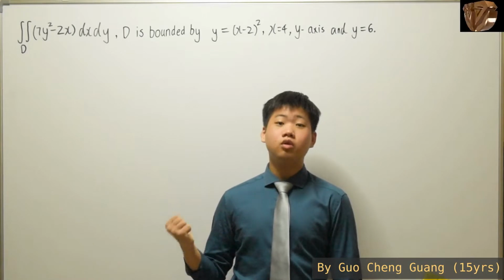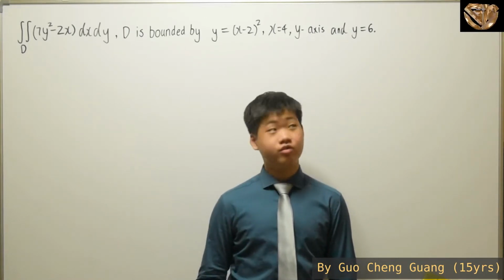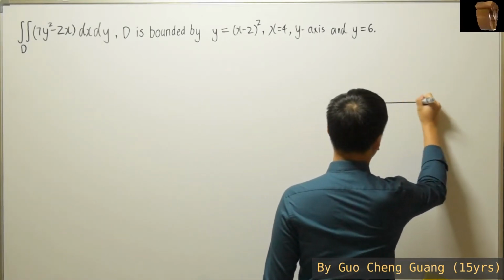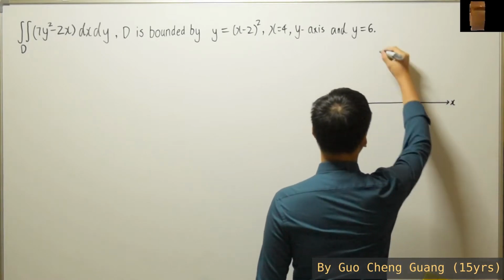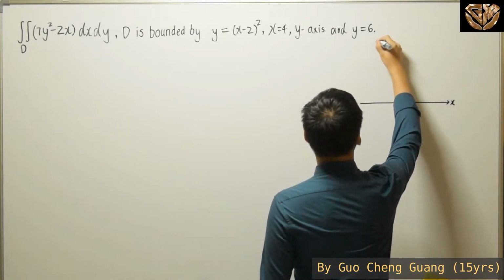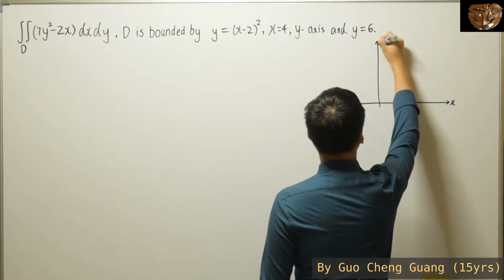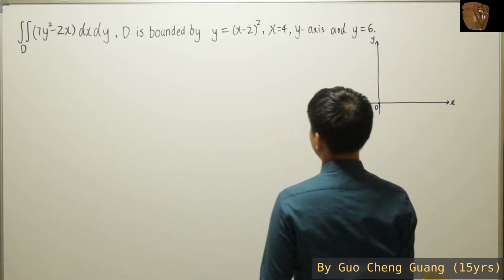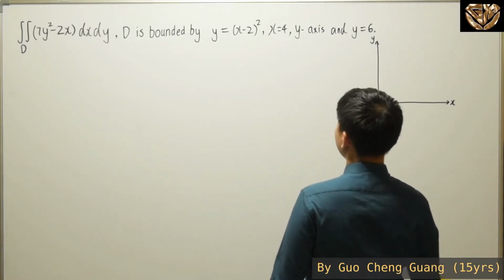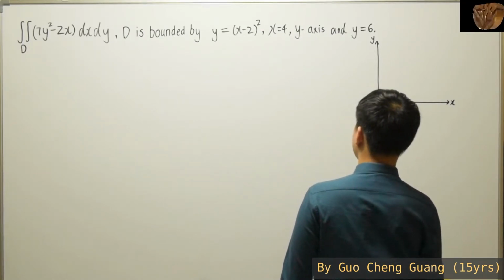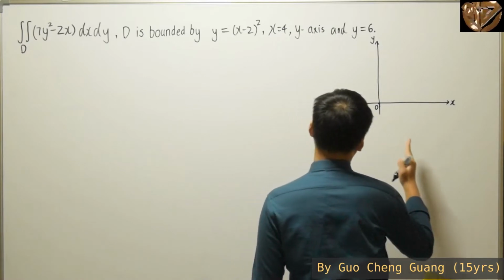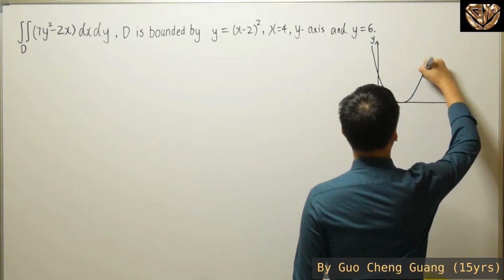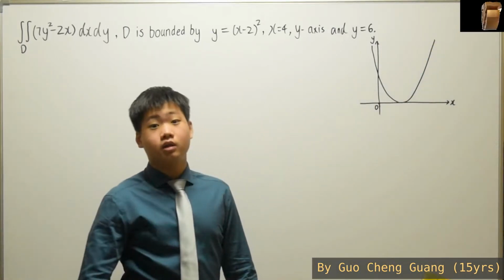So, first of all, let's draw out whatever graph we have over here for the boundaries. This boundary might seem a bit complicated at first. So, an x-axis and a y-axis, and y is equal to (x minus 2) squared. That looks something like your y is equal to x squared graph, except you move it to the right by 2 units. So it's going to be something like this.